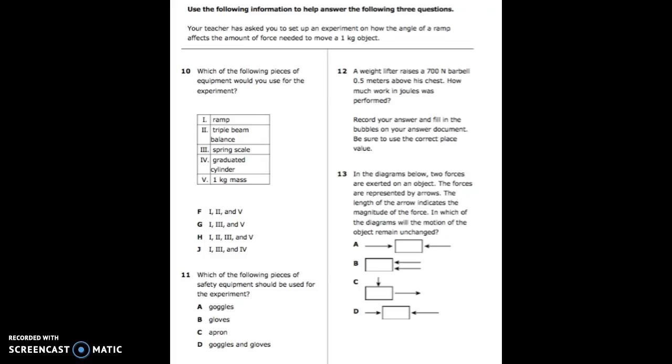1. A ramp. 2. A triple beam balance. 3. A spring scale. 4. A graduated cylinder, and 5. 1 kilogram mass. F, 1, 2, and 5. G, 1, 3, and 5. H, 1, 2, 3, and 5. J, 1, 3, 4.